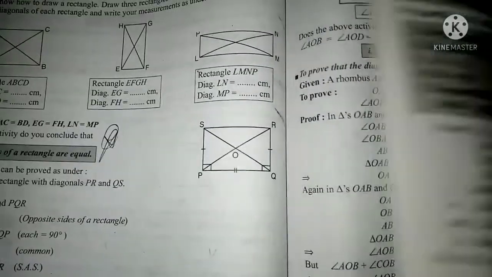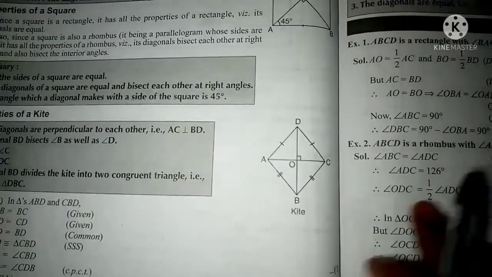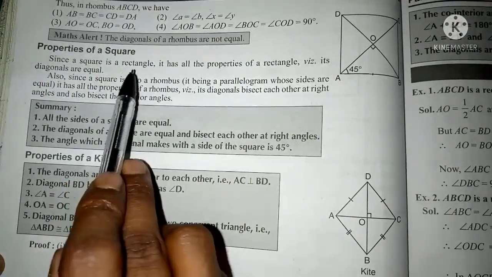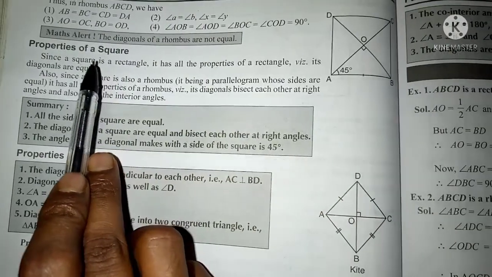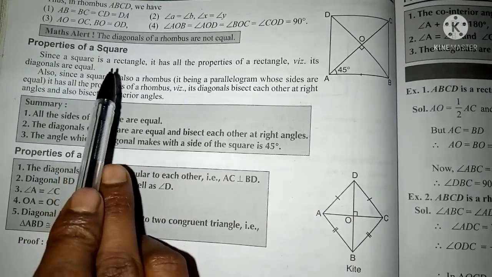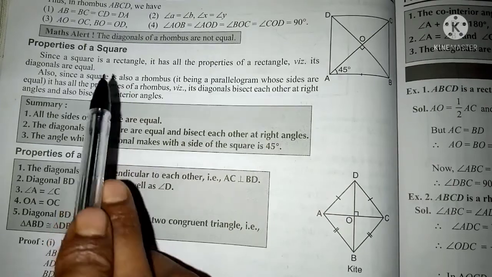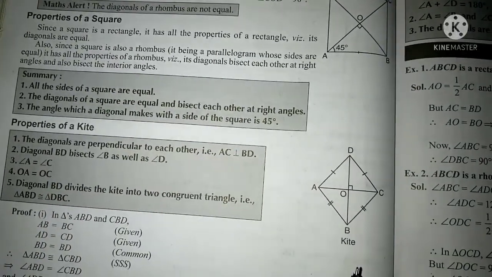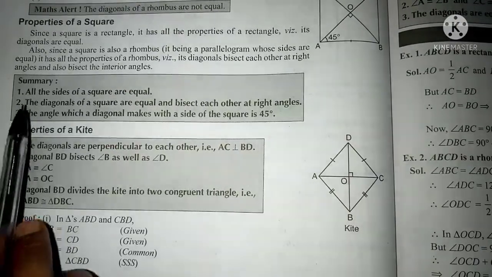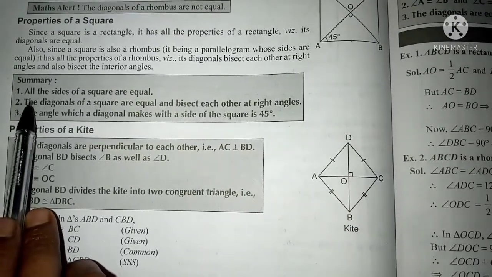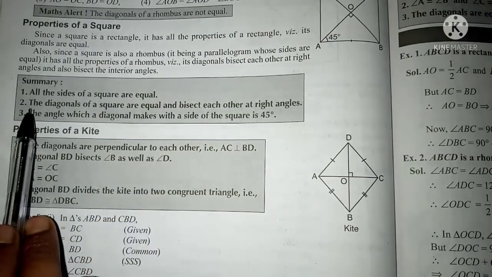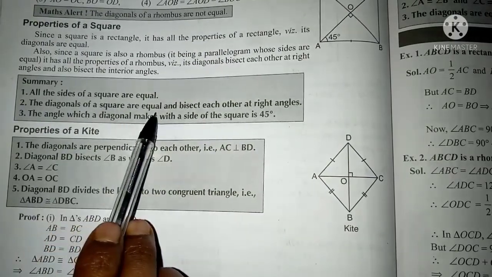Clear? Then next we'll see the properties of a square. A square is also a type of parallelogram. It also holds all the properties of a parallelogram. Other than those, it has its own properties. You can see here, the first property is that all the sides of a square are equal. This is very important. The second is that the diagonals of a square are equal.